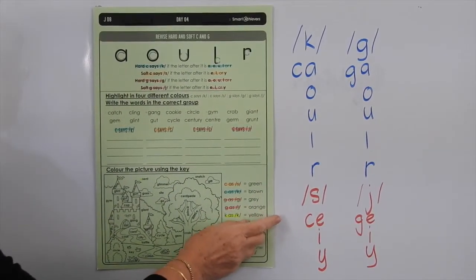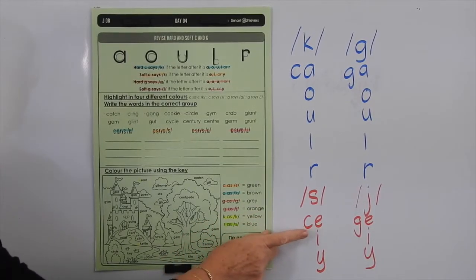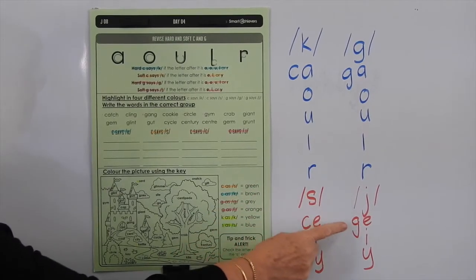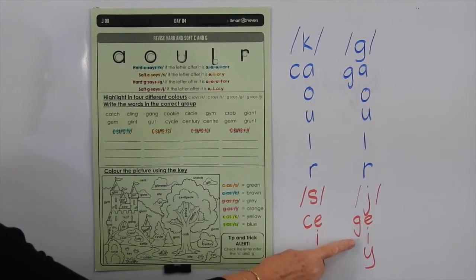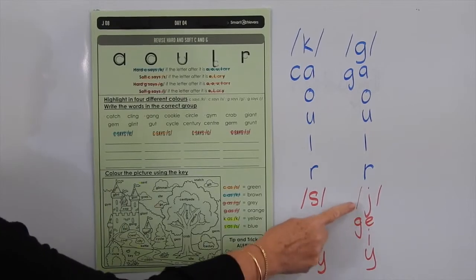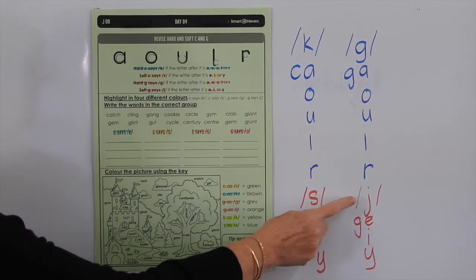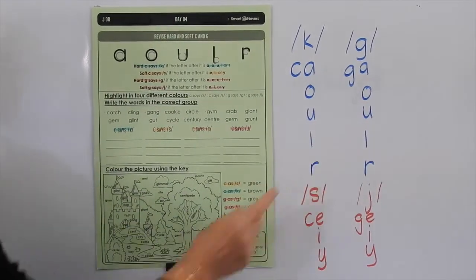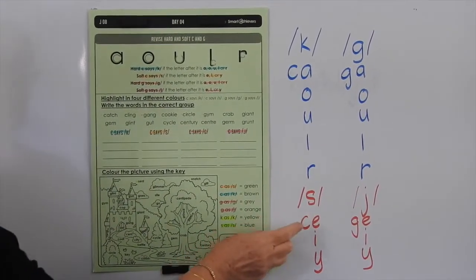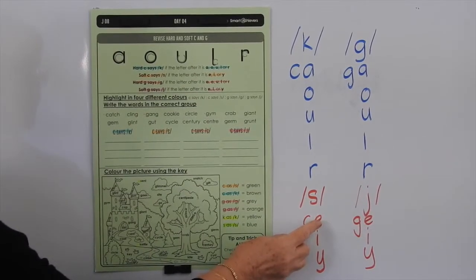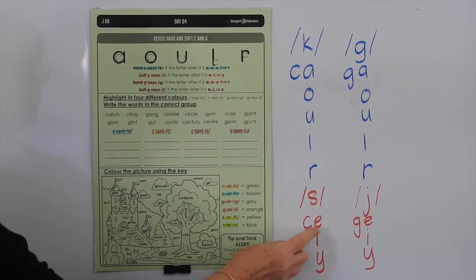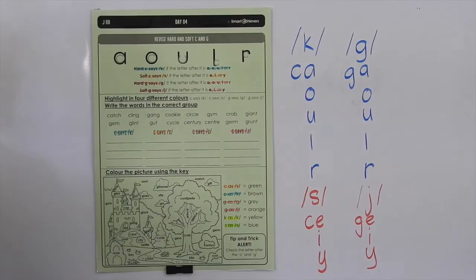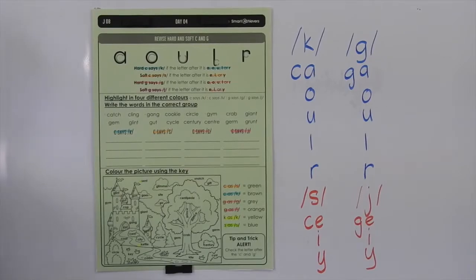Now when a C is followed by an E, an I or a Y, it's going to say S. And when a G is followed by an E, I or Y, it's going to say J. So if you can remember the 5 letters that follow a C or a G to make its hard sound, and you can remember the 3 letters that follow a C and a G to make their soft sounds, that's about 50,000 words that you won't have to learn.